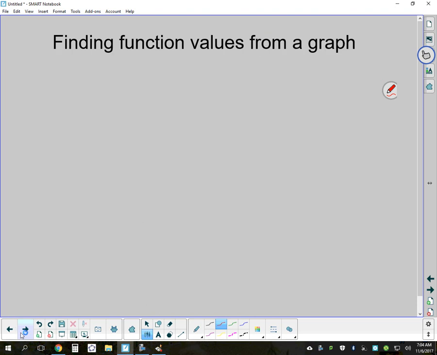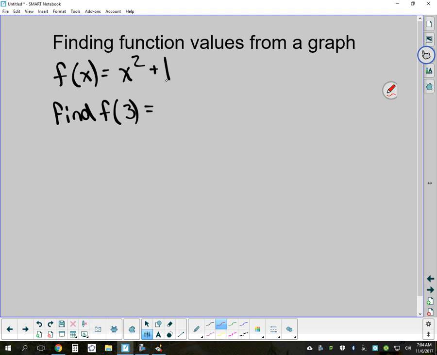All right, last thing in this section is finding function values from a graph. So we have previously done our function notation, where you would be given some type of function, and then they would ask you to find maybe f of 3. And remember, all we're doing is we are plugging 3 in for the x into the equation right there. So that would give you f of 3 equals 9 plus 1, which would be f of 3 equals 10.